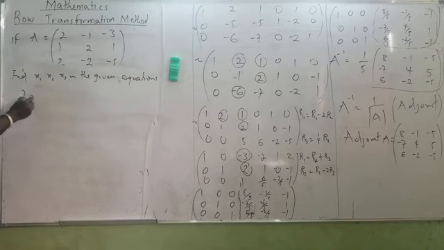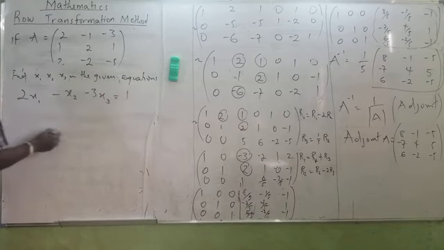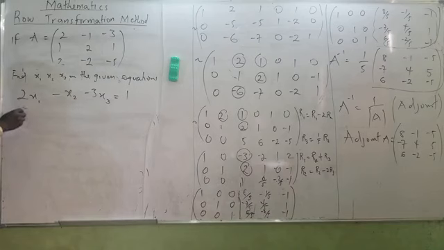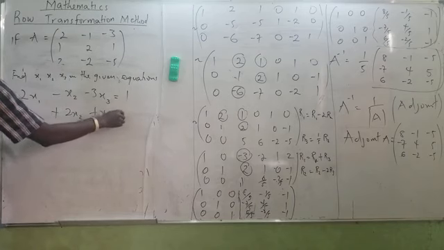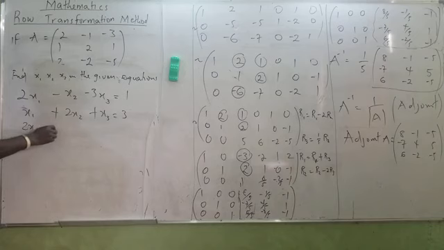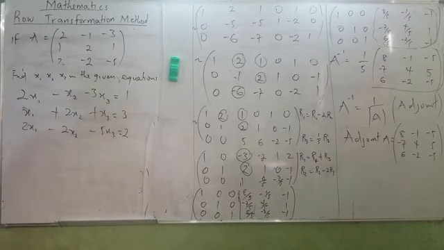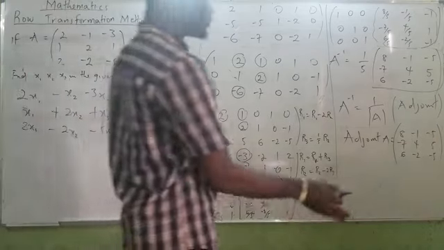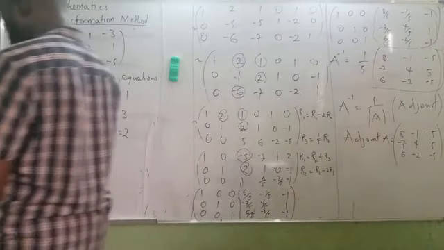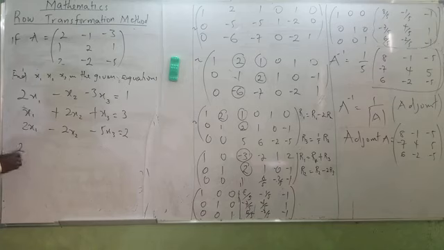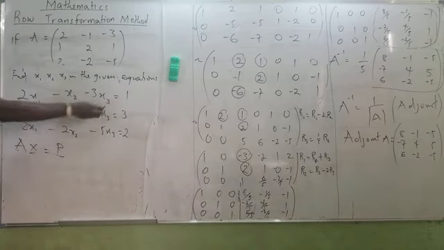Now, look at these equations. I have 2x1 minus x2 minus 3x3 equals 1, and x1 plus 2x2 plus x3 equals 3, and 2x1 minus 2x2 minus 5x3 equals what? 2. Now, the only thing you can do here is generate something like this. Now, the matrix becomes A, don't forget that I will have my matrix, I will have my vector, and it will be equal to what? B. B is just like the augmented part, which is this equal-to part. This is called B.